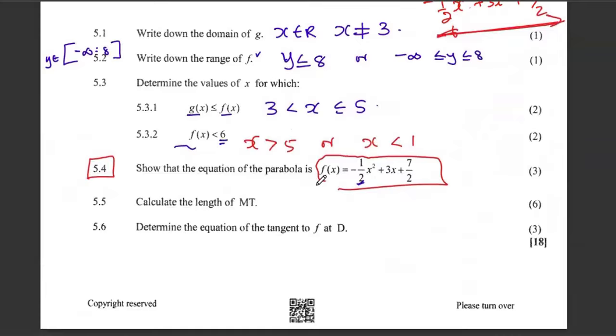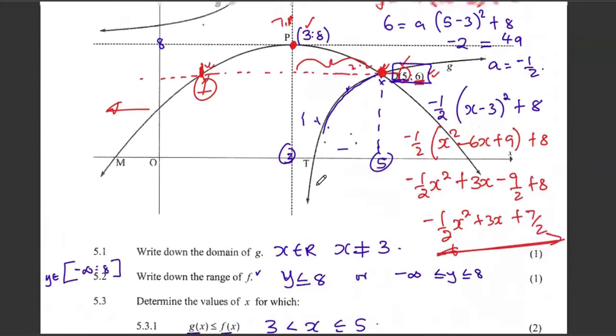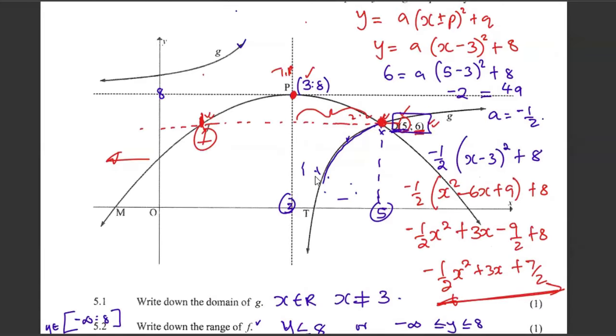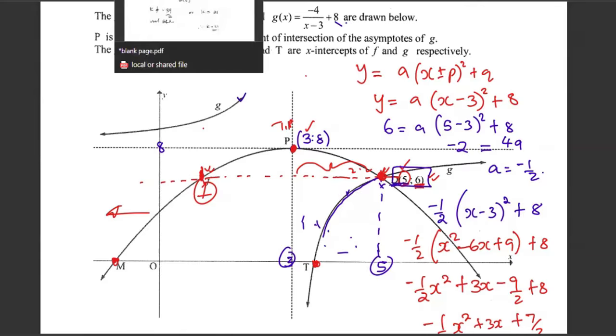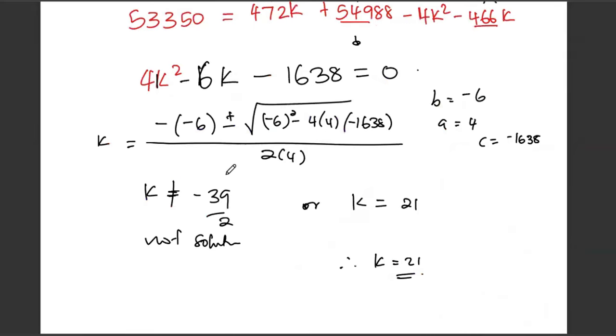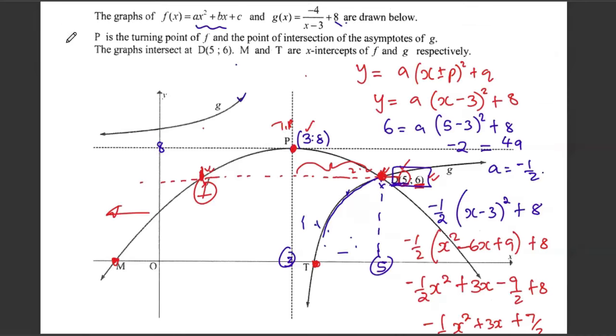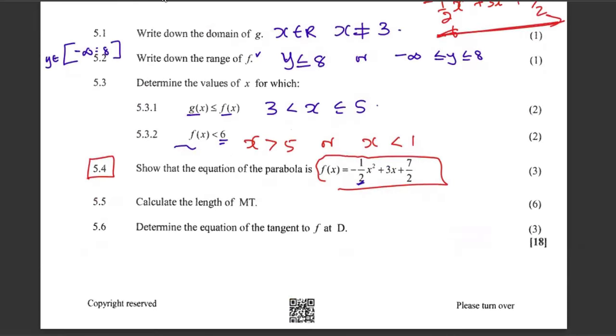All right, then 5.5, they want us to get the length of MT, so from here up to there. So this question is indirectly asking us to determine the x-coordinates, or the x-intercepts, of the two graphs. Okay, so since we already have the equations, I can come this side and write and say, because this is going to be 5.5.